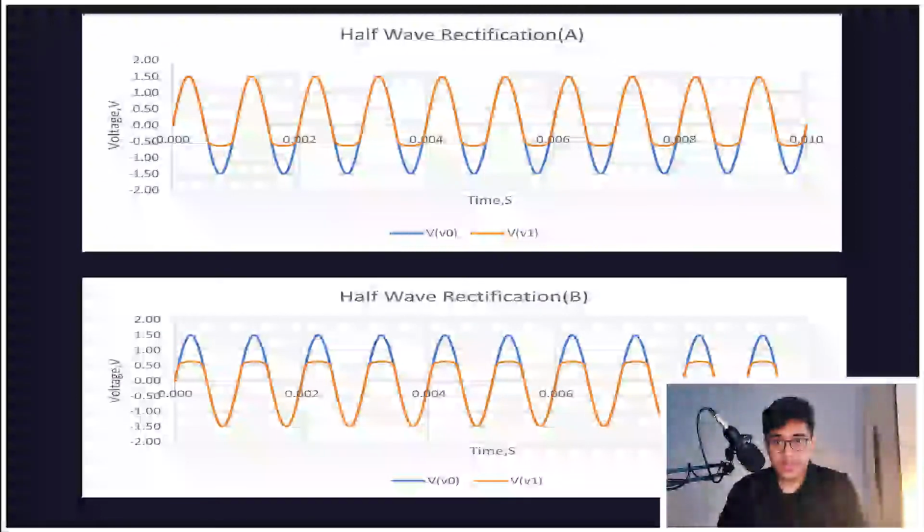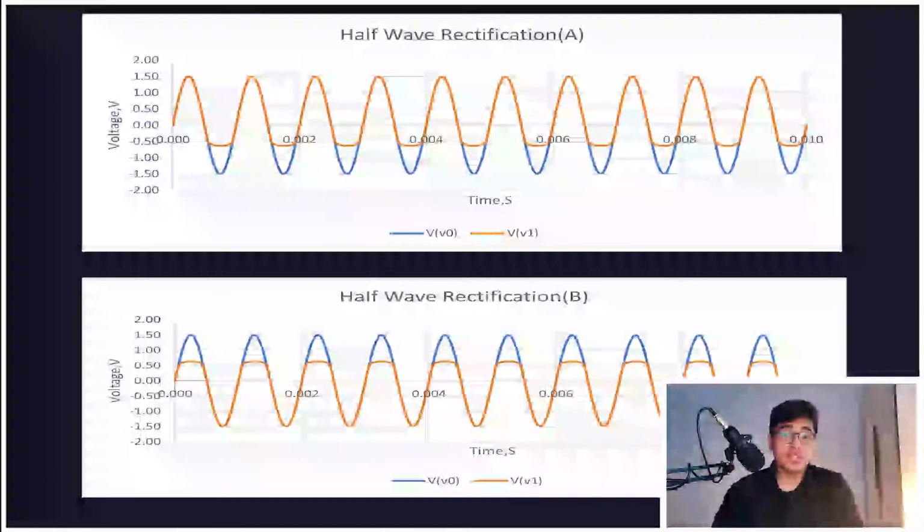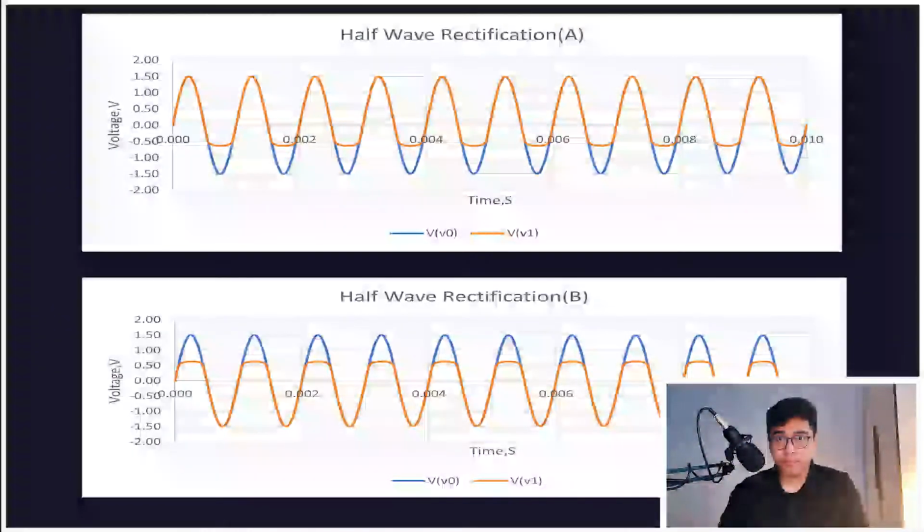Diodes can also be used for rectification. Let's compare these two waveforms. As we can see, one of the waveforms has the amplitude above the 0 volt line, while the other only has it below the 0 volt line. This is called half-wave rectification. Only half of the input waveform is sent to the load.